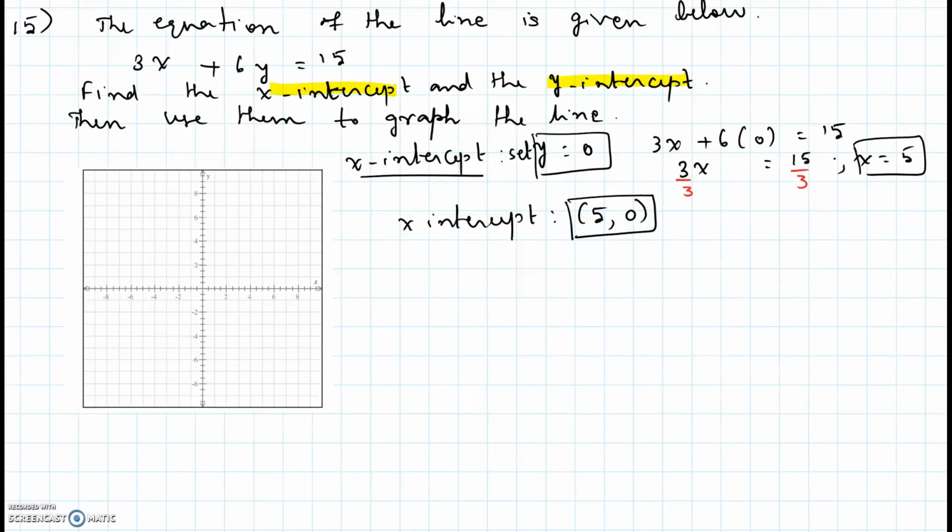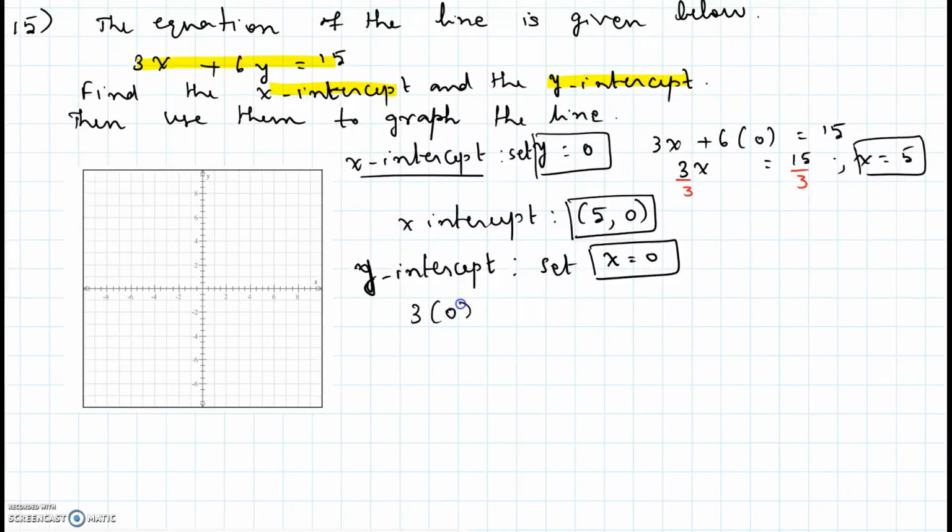Similarly, we have to find out the y-intercept. Y-intercept is a point on the y-axis. This is where the line crosses the y-axis. So in order to find out the y-intercept, we have to set the x equal to 0 in the equation. So the equation is 3x plus 6y equal to 15. So set the x equal to 0.